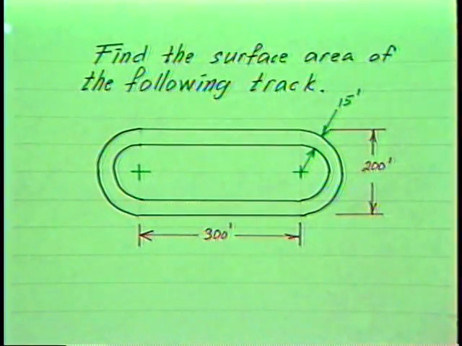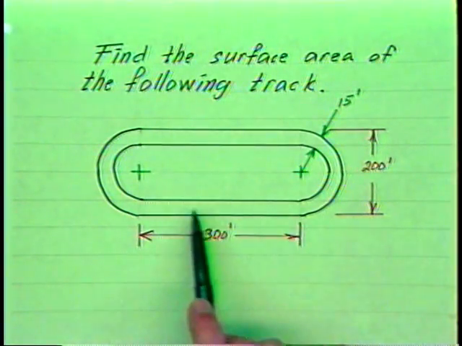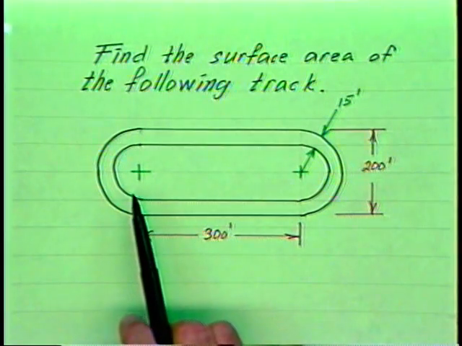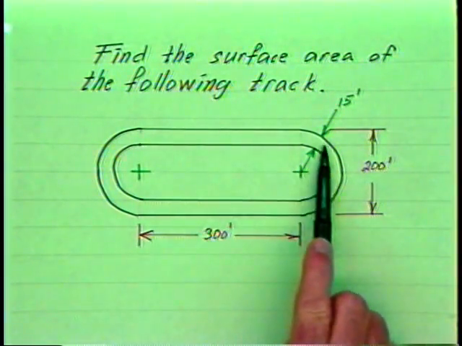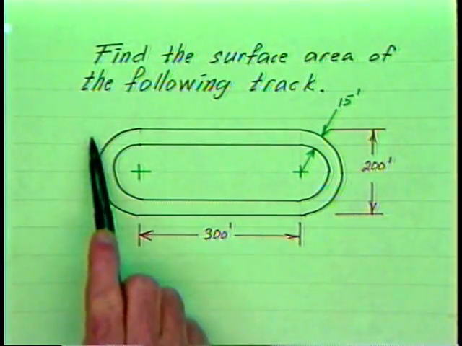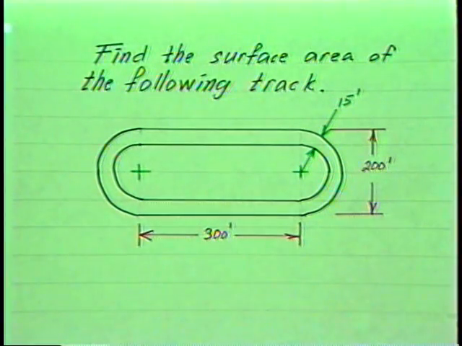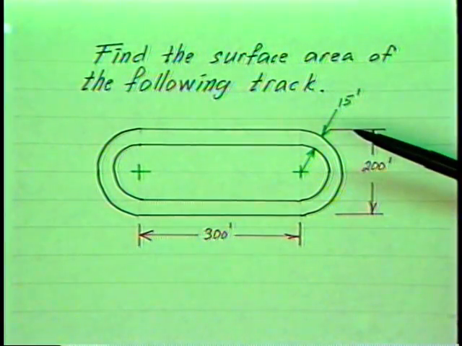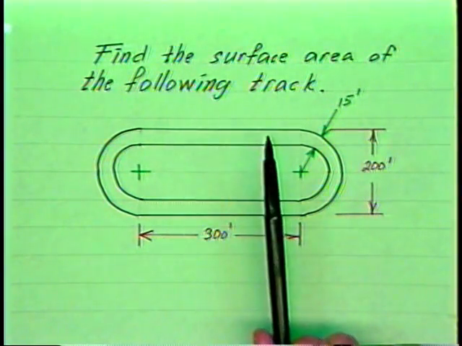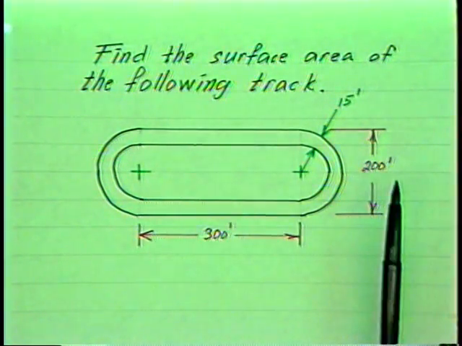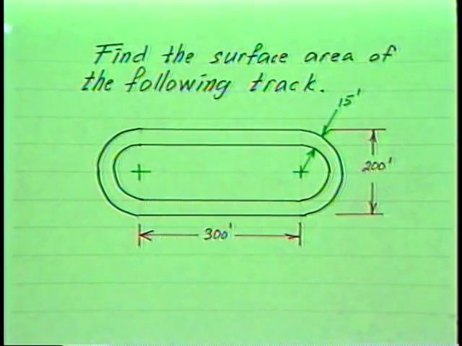Let's work that last problem. Let's say that this is a sketch of the track like you see at most high schools or colleges. And you have to coat it with cinders, and before you order your cinders, you need to know what's the area of that track. When you look at a figure like this, the first thing you try to do is to break it down into a series of rectangles and or circles or triangles being added and or subtracted.